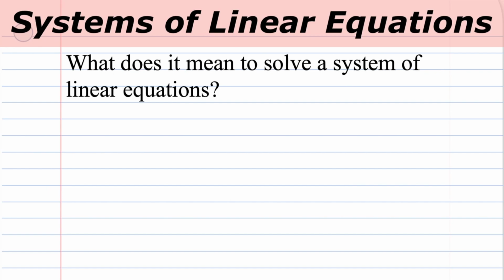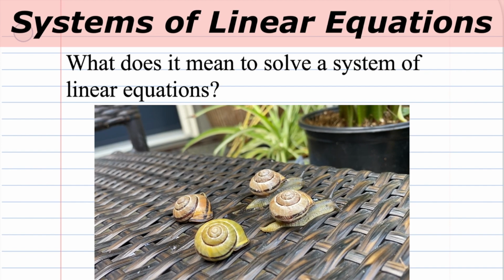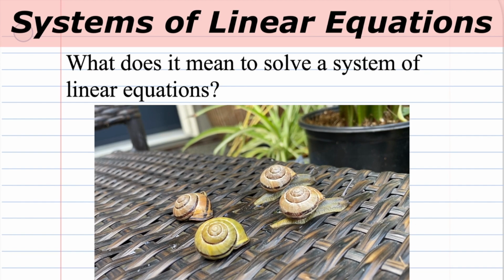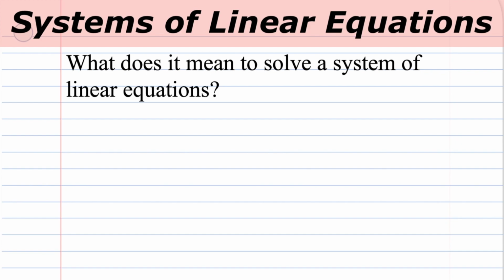Solving a system of linear equations means that you're trying to find that exact point where two lines intersect. Of course, you may not always find a point because the lines may be parallel. And also, the solution might mean an infinite number of points because the lines could be exactly the same and fall on top of each other. Let's have a look at some examples.